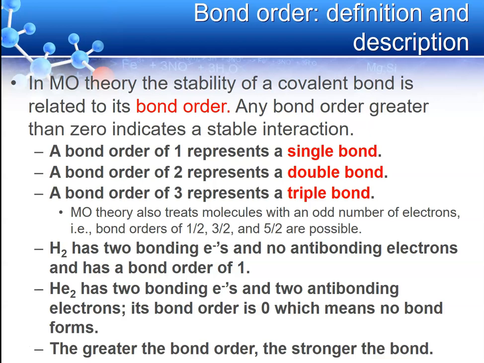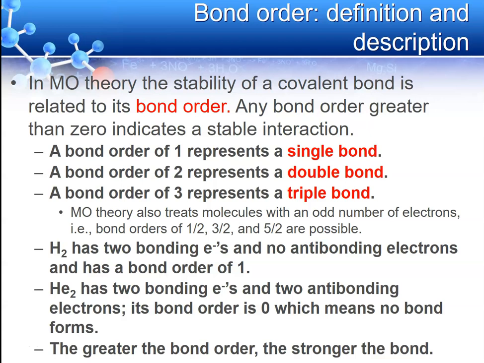So a bond order of 1 is a single bond. The bond order for the 2 hydrogen atoms was 1, so there's a single bond between the 2 hydrogen atoms. A bond order of 2 is a double bond, and a bond order of 3 is a triple bond. We can have molecules with odd numbers of electrons, so we can have bond orders of 1/2 or 3/2 or 5/2.